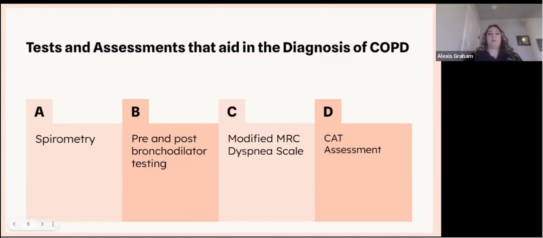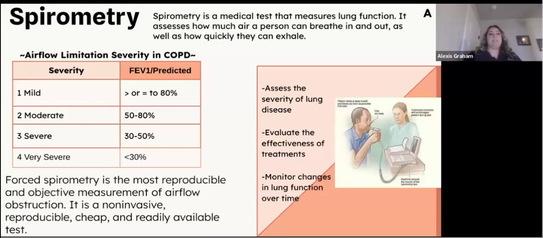And then, after that, we have tests and assessments that aid in the diagnosis of COPD. So we have spirometry, pre and post bronchodilator testing, the modified MRC dyspnea scale, and the CAT assessment. We're going to go through each one of these in detail.